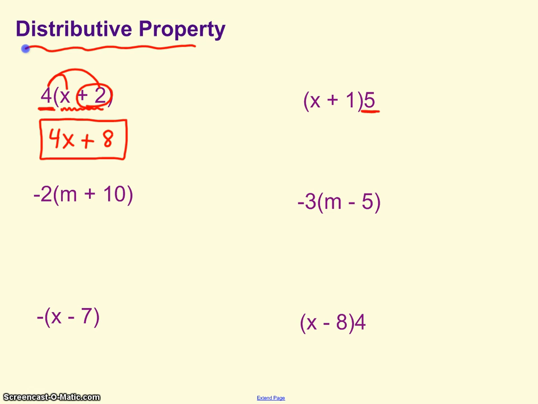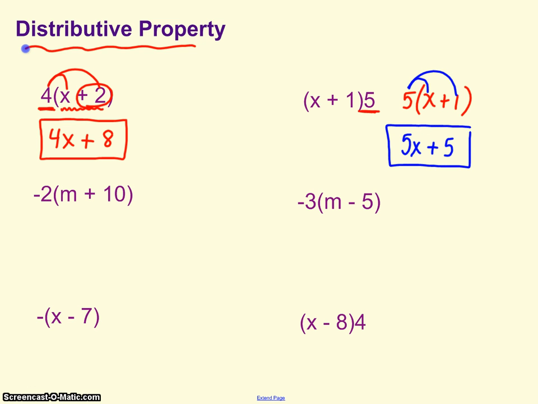Moving to the right, this next example with the 5 on the end, if you prefer you can rewrite the problem with the 5 out front so it looks like most of the problems that you'll see when you distribute. Again, this is multiplication, so you multiply the 5 with the x. 5 times x is 5x, and then the 5 times a positive 1. 5 times positive 1 is positive 5, so we write plus 5. And that will be our answer on this one.